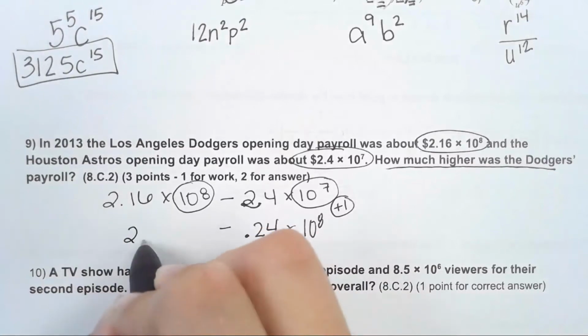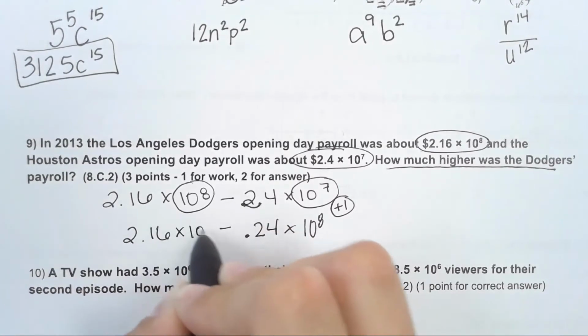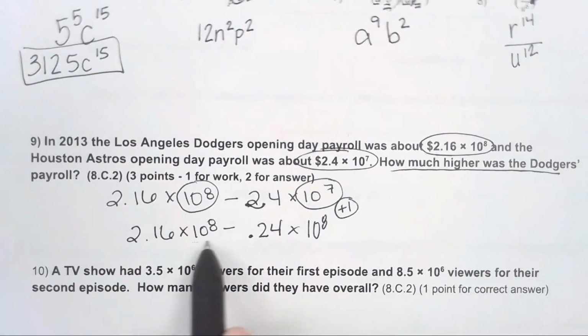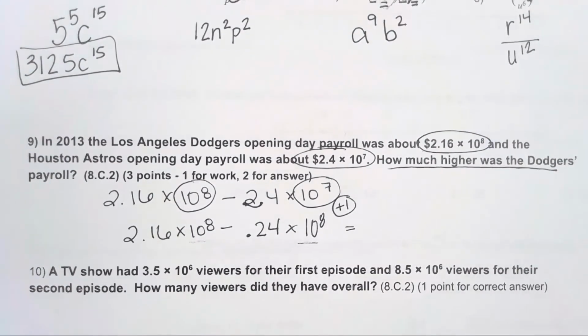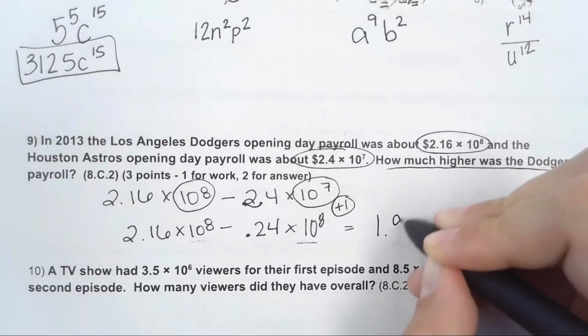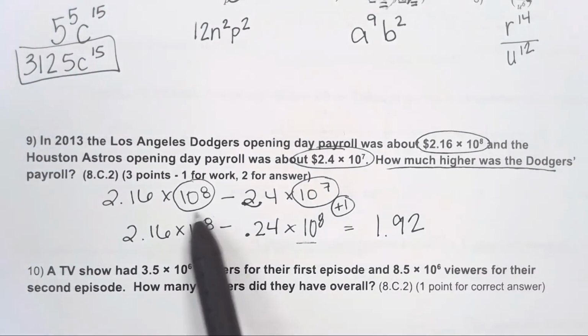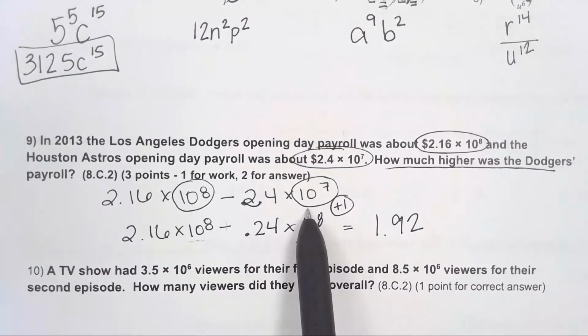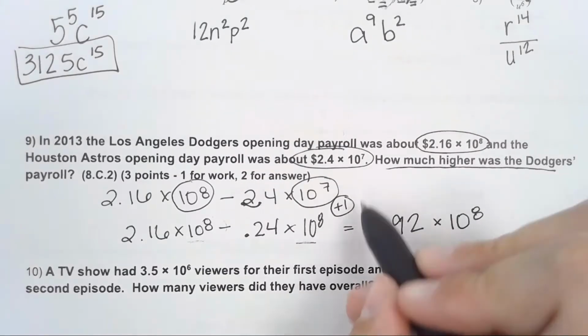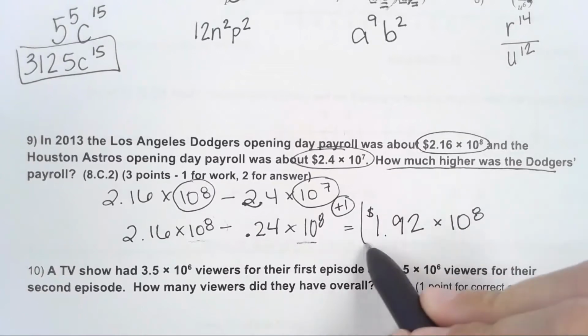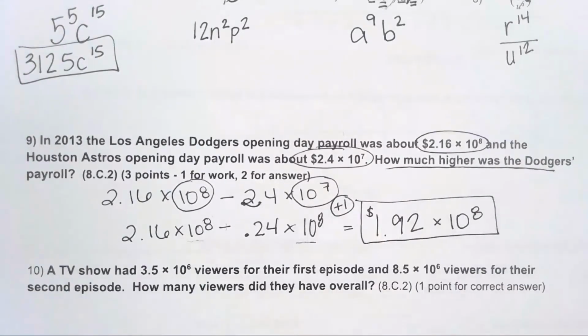Then your first scientific notation is going to stay the same, and now that we have same base to the same power, we can now subtract like normal. So if I were to take 2.16 minus my 0.24, I get 1.92. And then the reason why we had to get same base to the same power is because you're just going to keep that in your answer. So our answer here is 1.92 times 10 to the 8th.